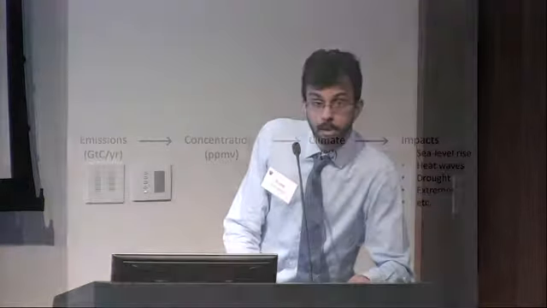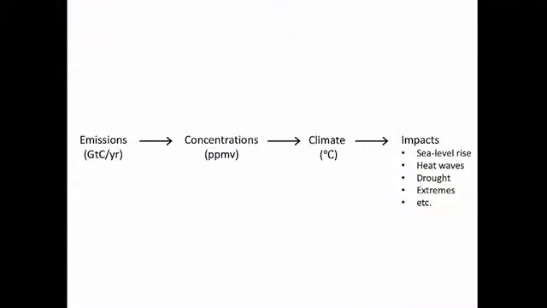So if we zoom out a little bit, here's one schematic representation of the whole problem, right? We release emissions in gigatons of carbon per year, and that's on the left. That changes atmospheric concentrations measured in ppmv. That then impacts the climate, usually measured in terms of surface temperature. And then, of course, that leads to a variety of impacts, which are well known and much discussed.